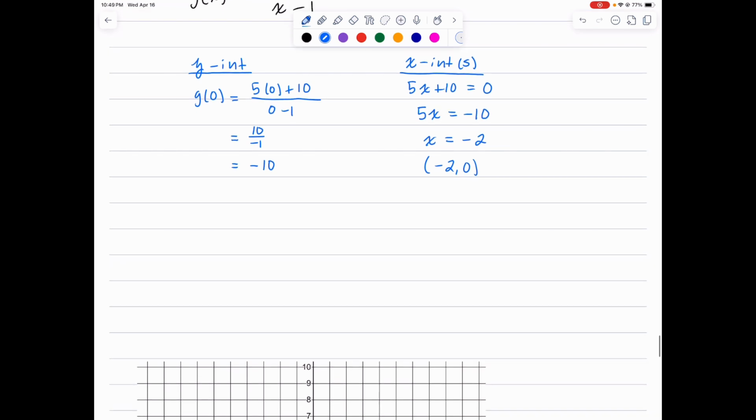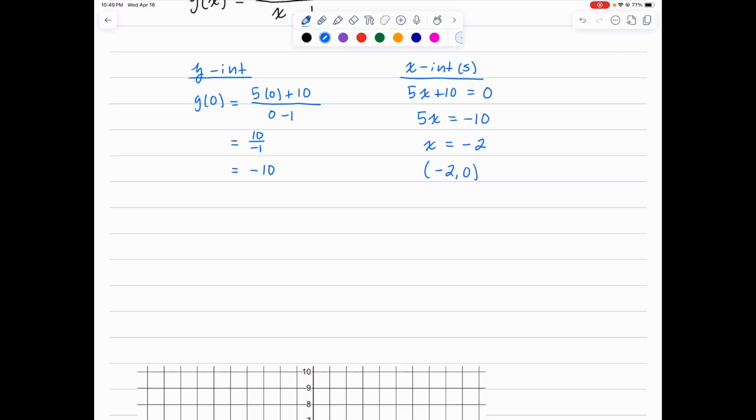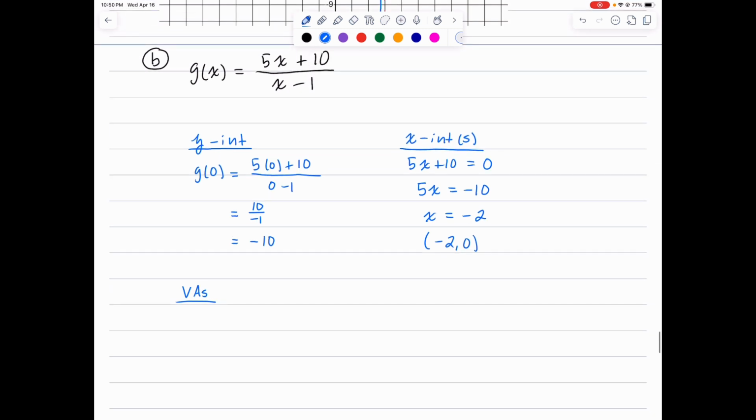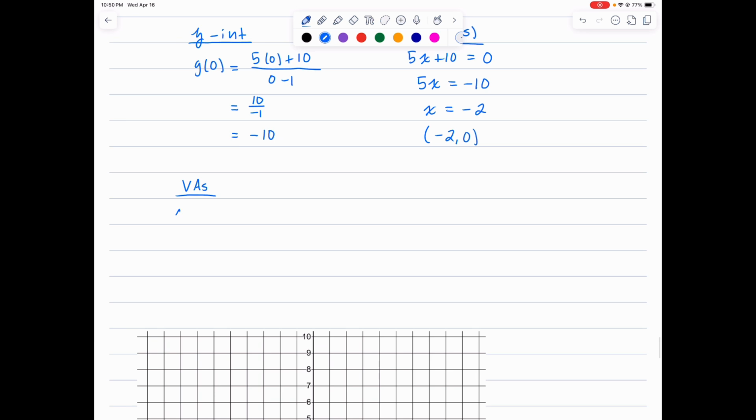We're then going to want to do our vertical and horizontal asymptotes. So we have vertical asymptotes. We just set the denominator equal to 0. So x minus 1 equals 0. That just means I get x equals 1 as a vertical asymptote.